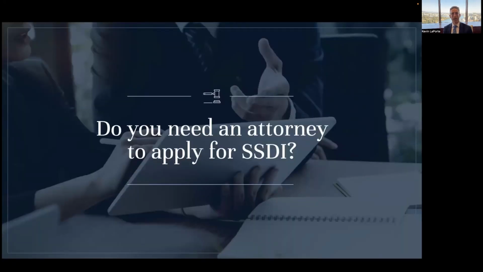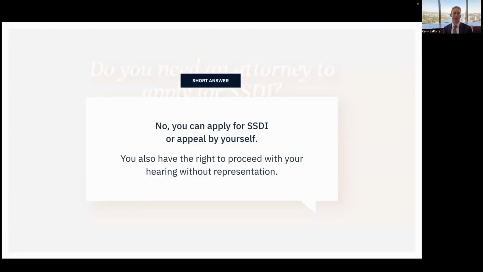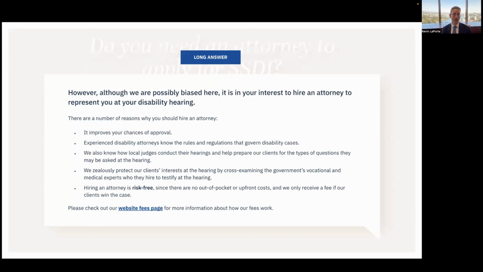Now, a common question we get is, do you need an attorney to apply for Social Security disability? Short answer is no. You do not need a lawyer to apply for disability. You don't need a lawyer to file any appeals or even to appear before an administrative judge. There's no requirement that you have a lawyer. You can appear unrepresented. However, we are admittedly biased here, but we believe that it is in your interest generally to hire an attorney in this system.